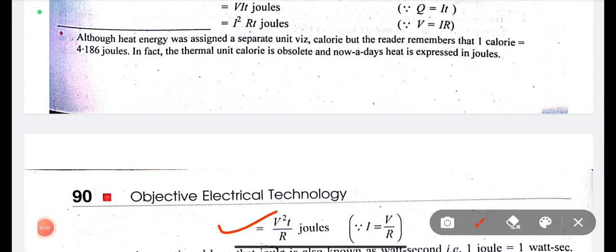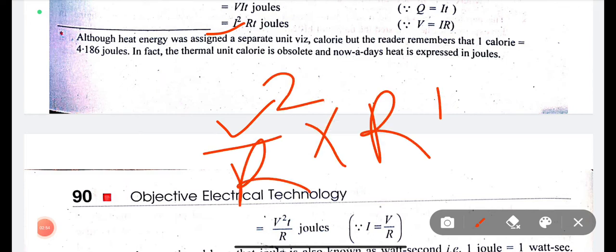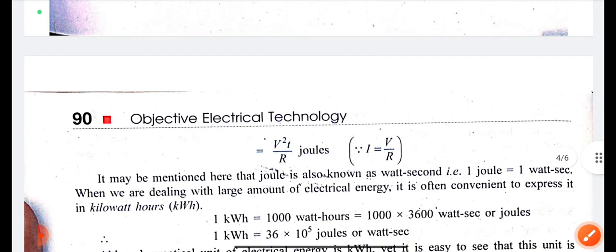As we know, I equal to V upon R. When we put in the value of I here, we get V square upon R square into R into T, right? The R cancels, and we find V square upon R into T. This is the formula we found for energy.